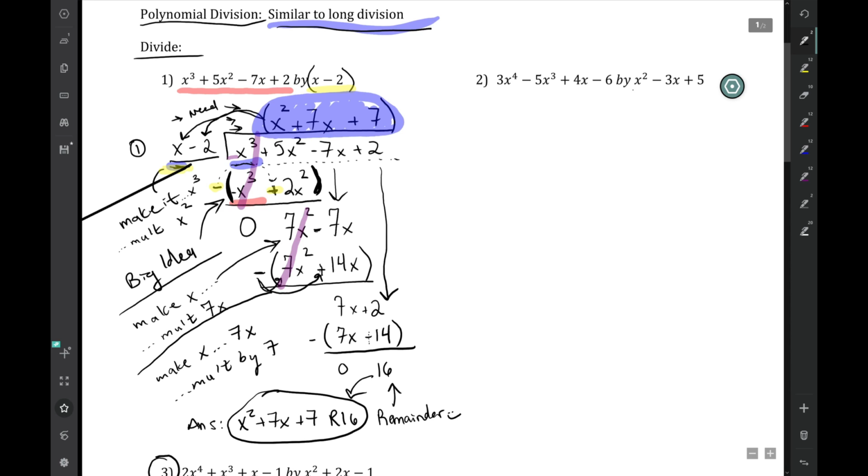Okay, again, we're going to divide x squared minus 3x plus 5. That's going to go out front here. So x squared minus 3x plus 5. And we're going to set up our fraction or division bar and have 3x to the 4th minus 5x to the 3rd plus 4x minus 6. And you're like, Mr. D, why did you leave such a big space here? And if you have to go back and erase, it's okay.